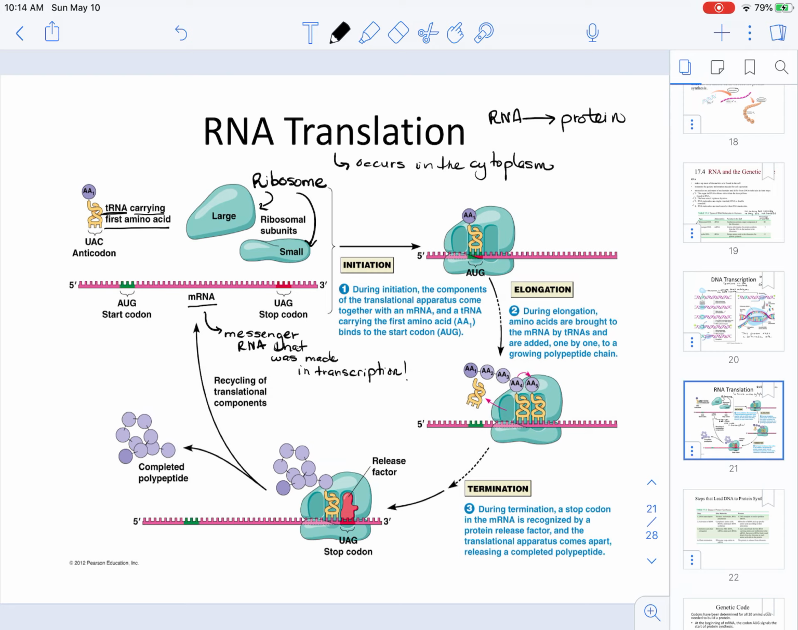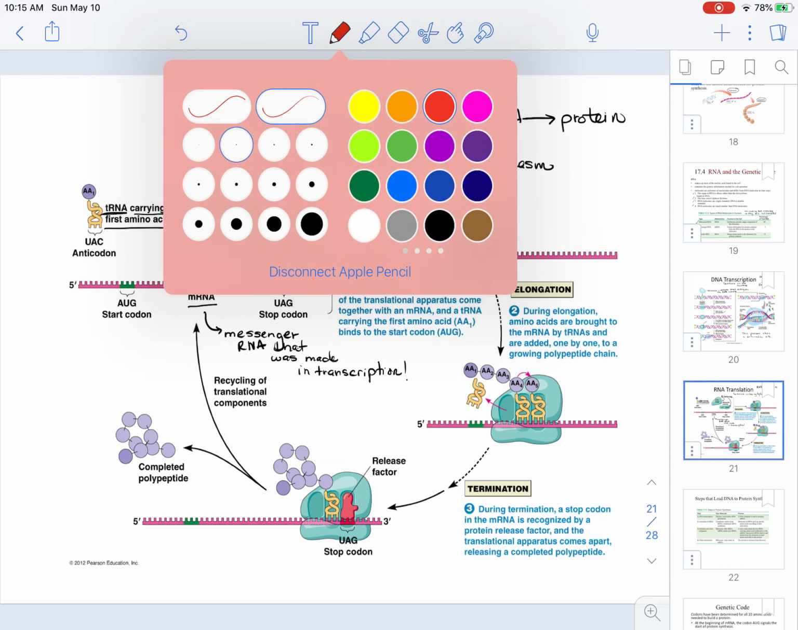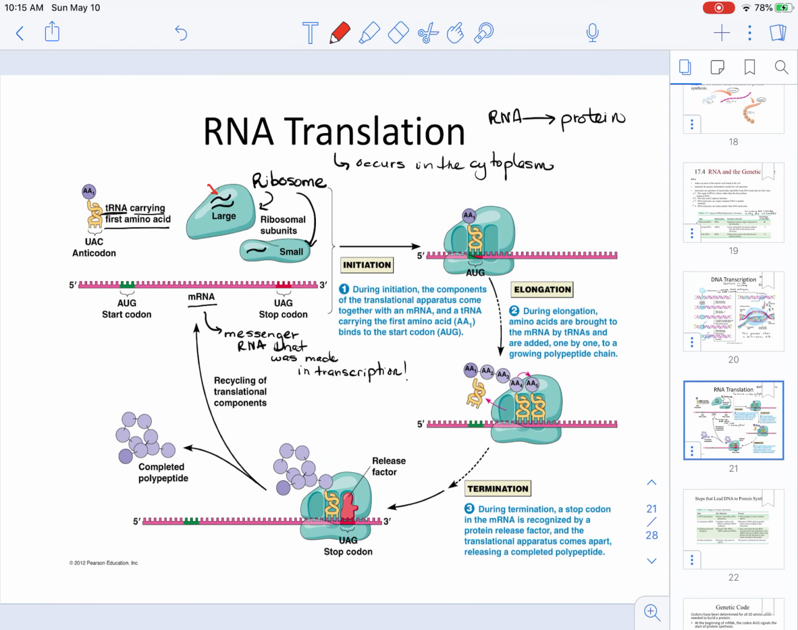In addition to that, we do have a ribosomal RNA. So if we think about it, the ribosomal RNA, I'm just going to draw it in. It is part of the ribosomal subunit. So those lines that I drew inside the large and small subunits are going to be the rRNA. It's just that it's not illustrated in this figure specifically. So these are the steps for RNA translation.